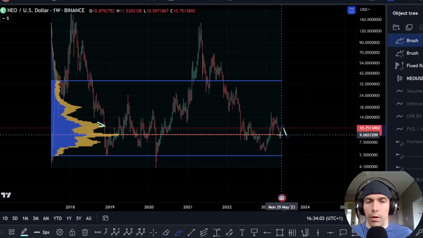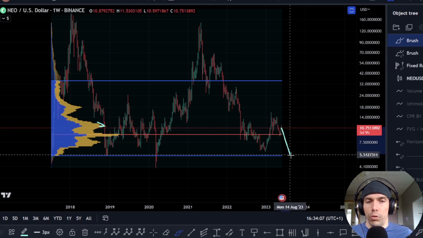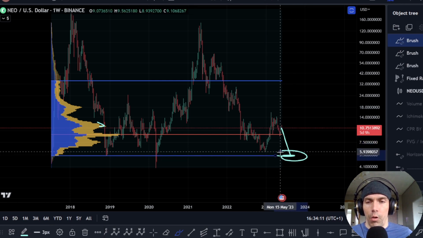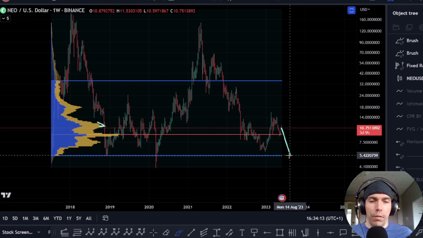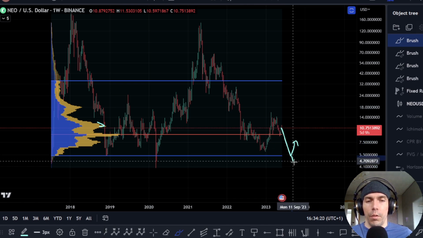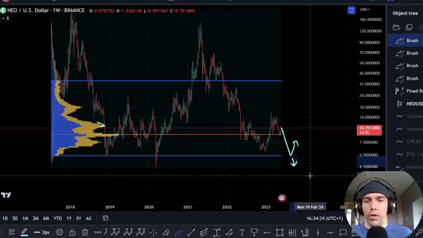If we start to actually break down and lose this point of control, what we could see is actually an additional drop back down here, possibly back into this value area low. Now, if we do move back down into that value area low, we'll have to see whether we get a reaction. If we find support, we could potentially look to push to the upside. However, if we do lose it, there is that potential we could have some more downside come in here.